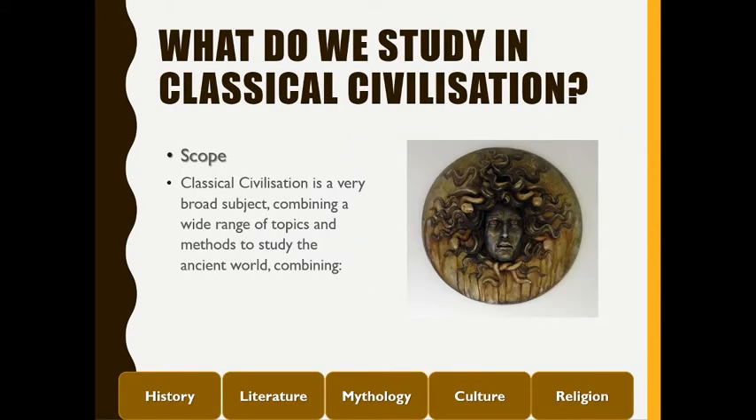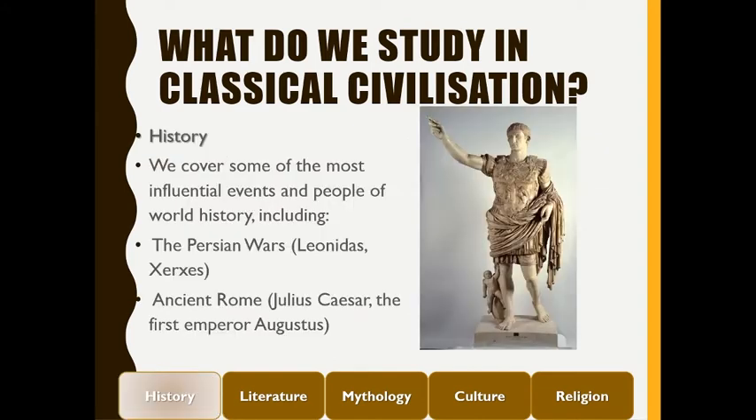Classical civilization is a very broad subject, and so we have to employ a wide range of topics and methods to try and study the ancient Greeks and the ancient Romans. So this includes a combination of studying some history. We cover some of the most important and influential events and people of the Greek and Roman world, and consider what effect they had on their respective cultures and on popular imagination up to the modern day.